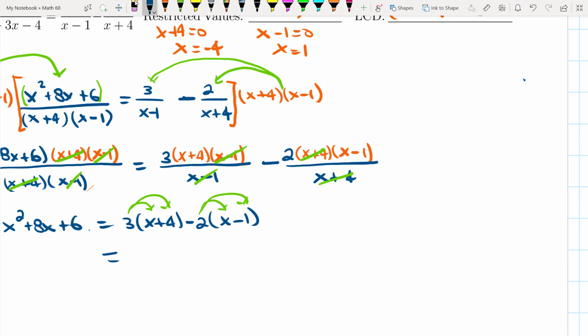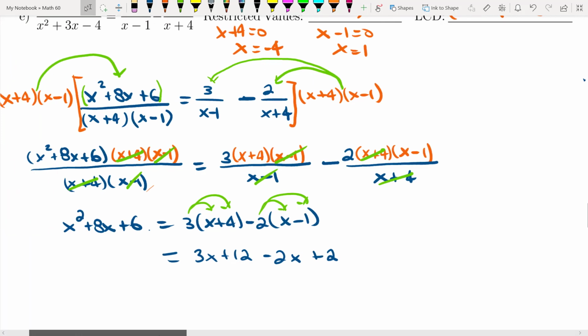Okay, so it would have been to distribute the 3. That would give us a 3x plus 12, right? And negative 2x. The mistake I did was here when I distributed the 2. I didn't distribute the 2, I think I just left a 1, so this should have been a plus 2, all right? And the left-hand side of the equation should remain the same.